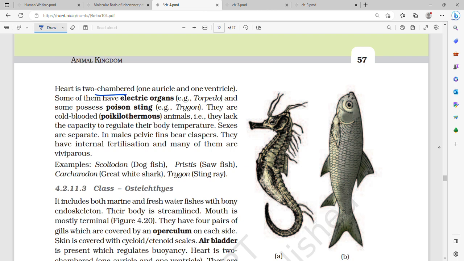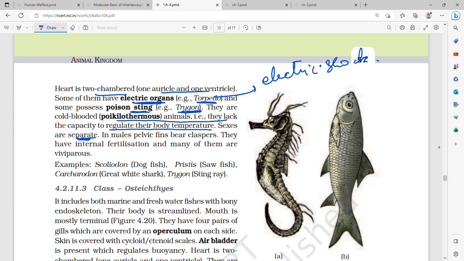Heart is two-chambered, one auricle and one ventricle. Some of them have electric organs, such as Torpedo. It has an electric organ, that is, it can give you an electric shock. And some possess a poison sting, such as Trygon. They are cold-blooded, poikilothermous. They lack the capacity to regulate their body temperature.